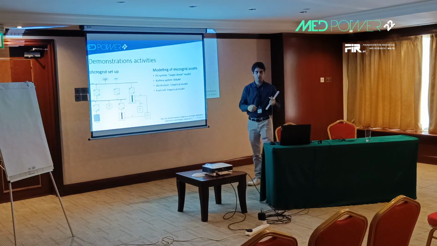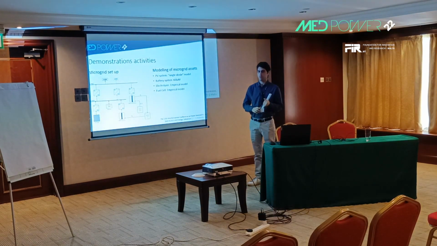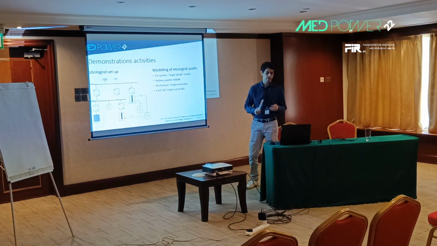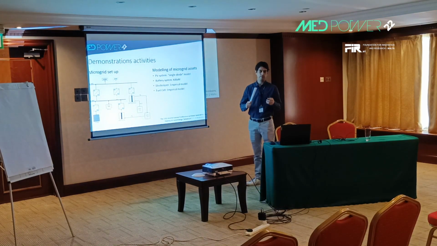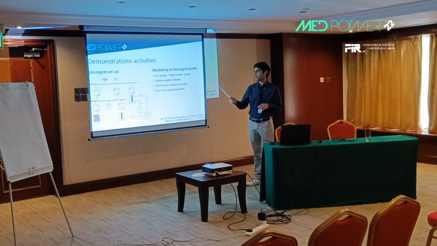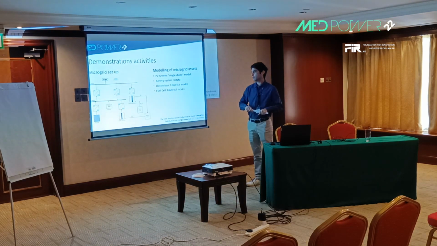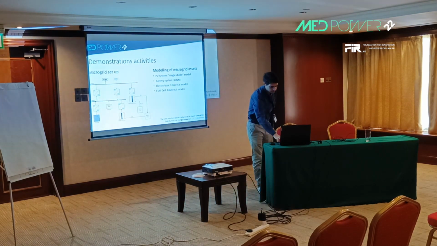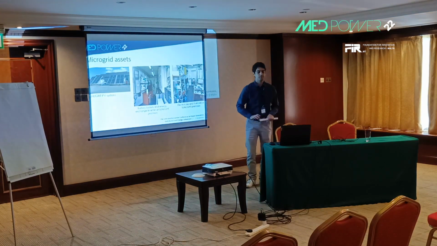The flexibility elements mentioned before were modeled in order to forecast the PV production and also the profiles of the flexibility elements. Since there was no availability of historical data from the side of the microgrid, physical models were used instead of data-driven approaches. Specifically, for the PV system, a single diode model was used. For the battery system, which is a lead-acid battery, the kinetic battery model was used, and for the electrolyzer and the fuel cell, empirical models were performed.